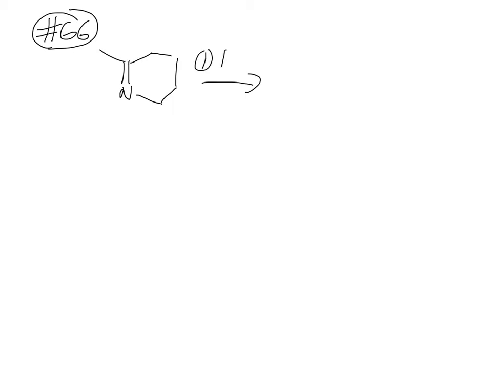So let's look at number 66. It says, what is the product of this reaction? So let's draw this out. We almost did one exactly like this at some point. And we're saying there's H plus, or that's H3O plus, same difference. And then 2 is baking soda, bicarb.